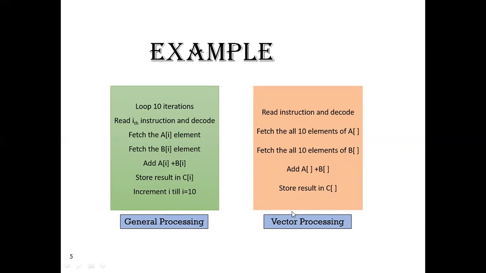In vector processing, read the instruction and decode, fetch all 10 elements of A, fetch all 10 elements of B, add A plus B, store the result in C. Operating on multiple data in just one instruction is also called single instruction multiple data, that is SIMD, or they are also termed as vector instructions.